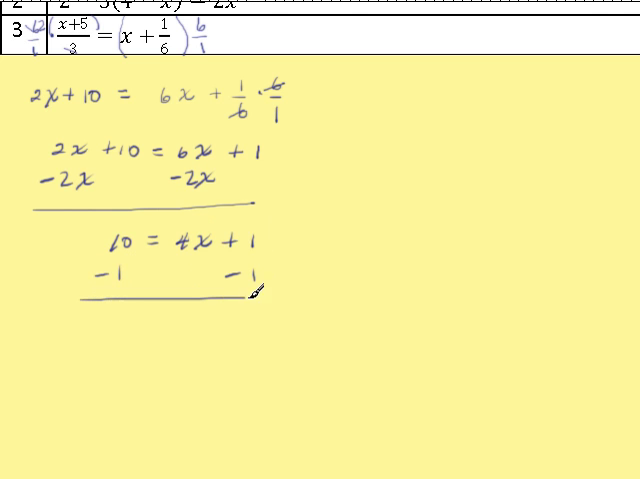Subtract 1. 4x is equal to 9. And divide by 4, and we have x is equal to 9 over 4.